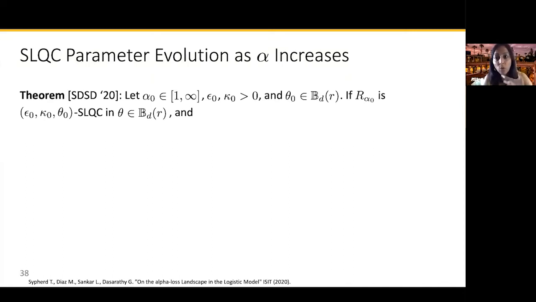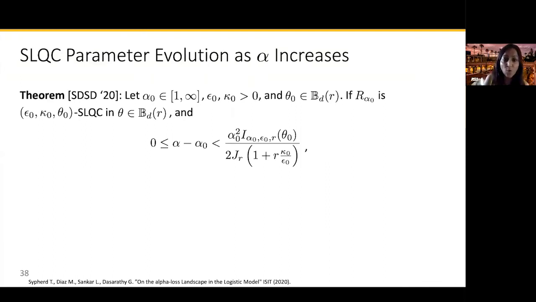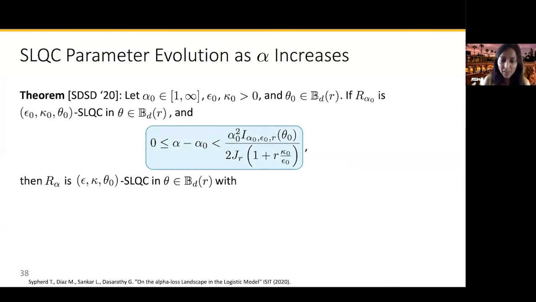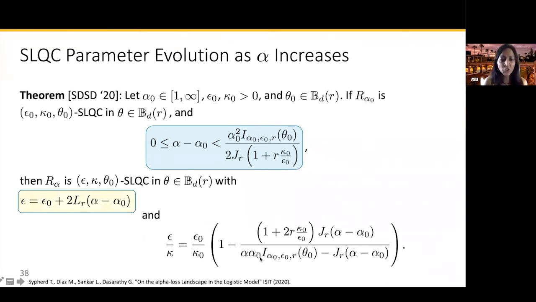started with. So if our alpha naught is SLQC with these parameters, then as long as I move alpha no more than alpha naught plus this quantity, as long as alpha is greater than alpha naught, then this R alpha is SLQC with corresponding epsilon and kappa parameters given by: epsilon plane goes up by this amount, sort of linearly proportional to alpha minus alpha naught, and there's this Lipschitz constant, okay, which I'll talk about in a minute, and the radius shrinks from epsilon naught over kappa naught in the following fashion. So this I and J are all constants that depend on R, theta naught, epsilon naught, alpha naught, and kappa naught. Okay.